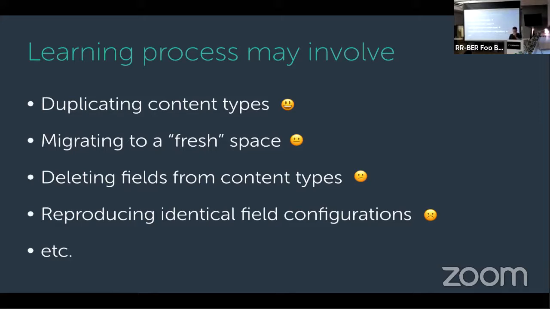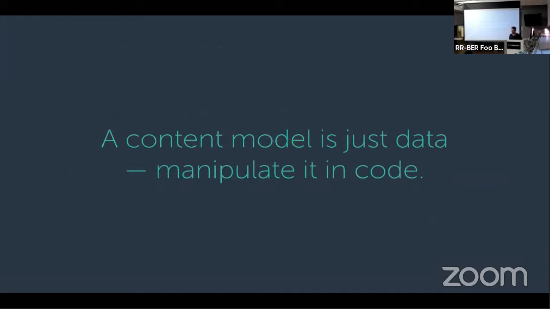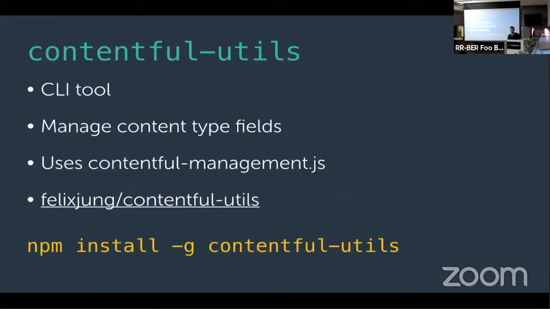The great thing is that as developers, we want to automate these kinds of tasks, right? And with Contentful, because everything is just data, your content model is just data, you can manipulate it in code. So if you want to do something specific, the content model is just data, and you have APIs to manipulate the content, to delete content, to copy your content model, and you can do all these things in a modular way, which is why, when dealing with these problems, I wrote this contentful-utils CLI tool.